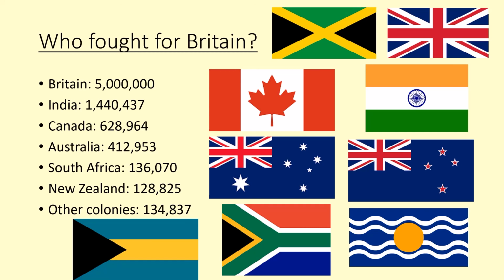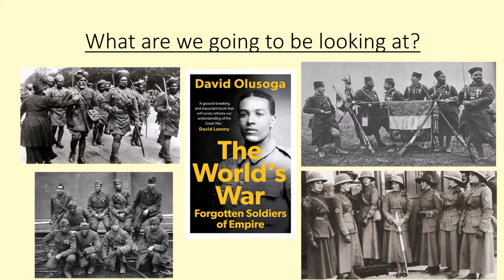So, over these next few weeks, you might have gathered, we are going to be looking at different people who fought for Britain during World War One, not just focusing on white males. So we're going to be looking at soldiers from India, soldiers from Algeria, soldiers from the Caribbean, women enlisters. We're going to be looking at a broad range of people who were involved for Britain during World War One.